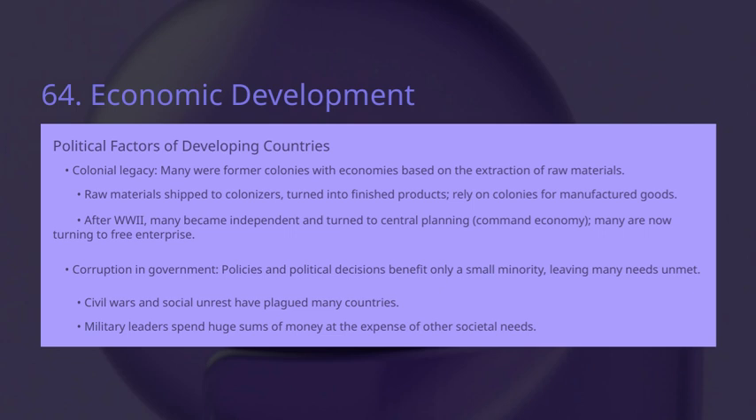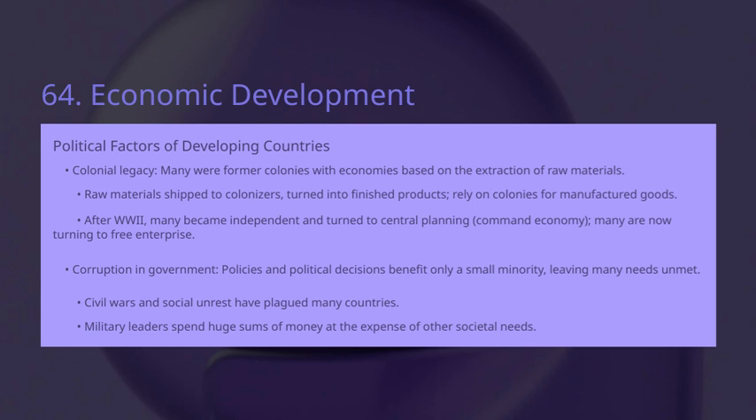We also see that many countries are plagued by civil wars and social unrest, which create instability and make progress difficult. These internal conflicts often stem from political, ethnic, or economic divisions that haven't been properly addressed. Corruption in government is another major issue. When policies and political decisions mainly benefit a small minority, the broader population's needs are left unmet. This lack of fairness and transparency can stall development and breed further unrest.